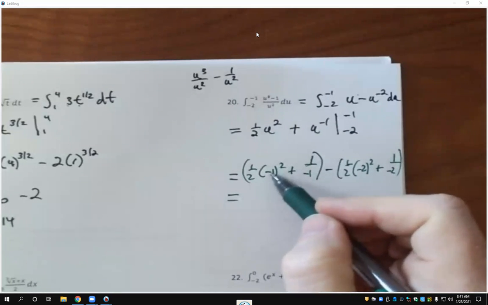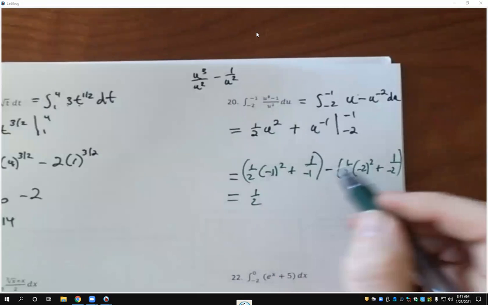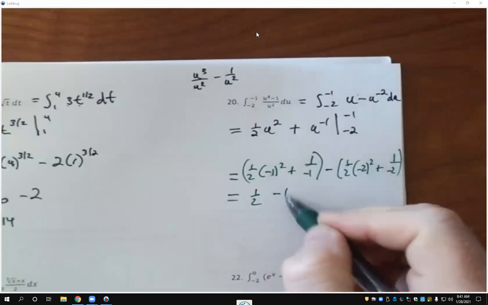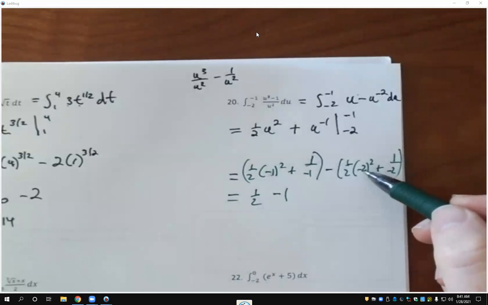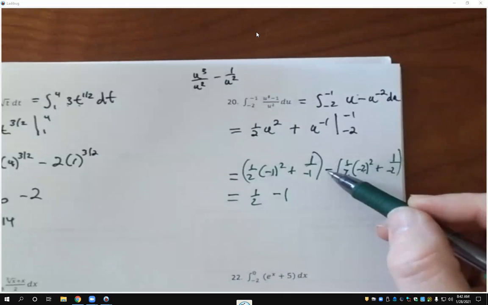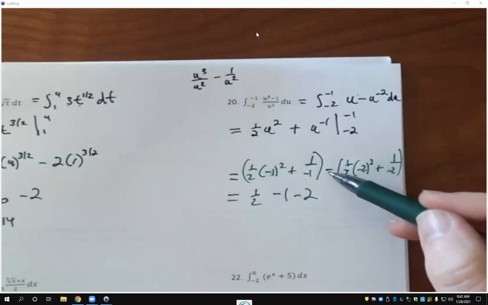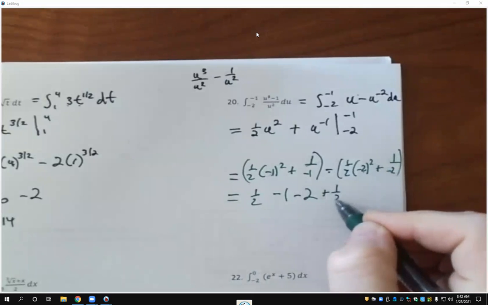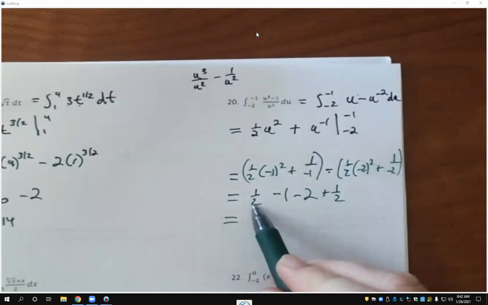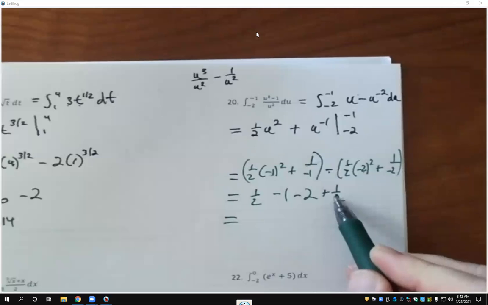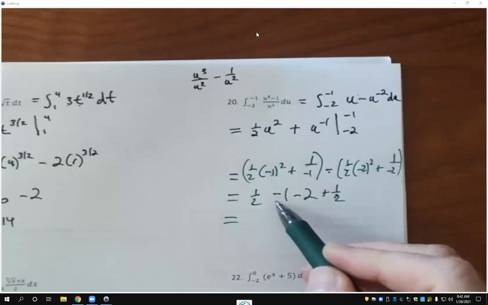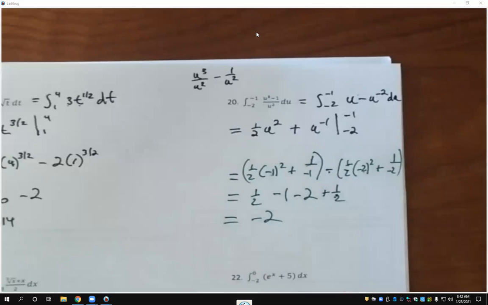So -1 squared is 1. That gives me 1/2. This gives me -1. -2 squared is 4, times 1/2 is 2. Negated is -2. And then this is a negative 1/2 negated, which is positive 1/2. So 1/2 plus 1/2 is 1. So it cancels this one out, and we're left with -2.